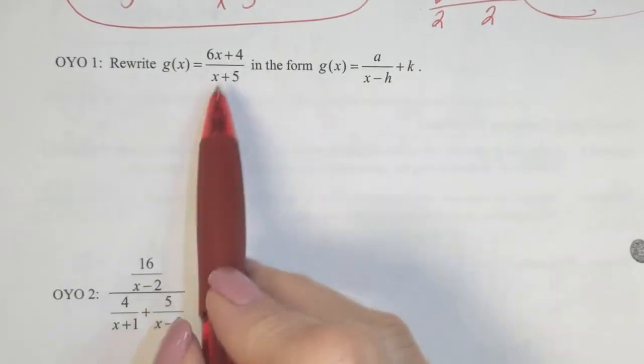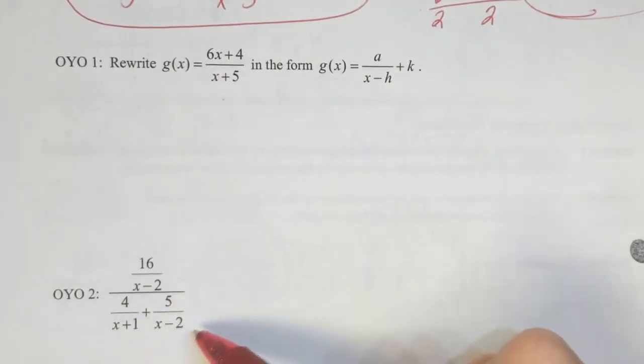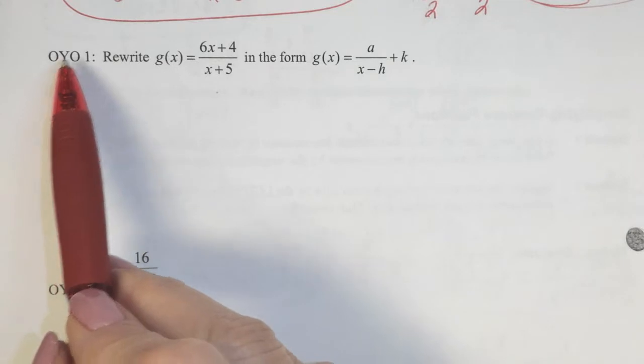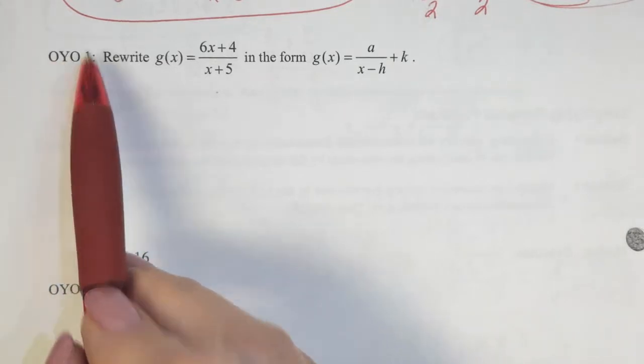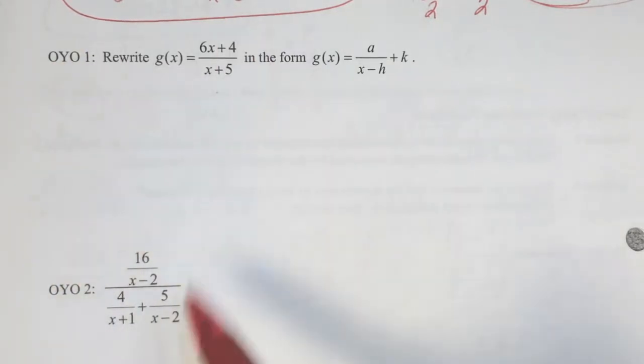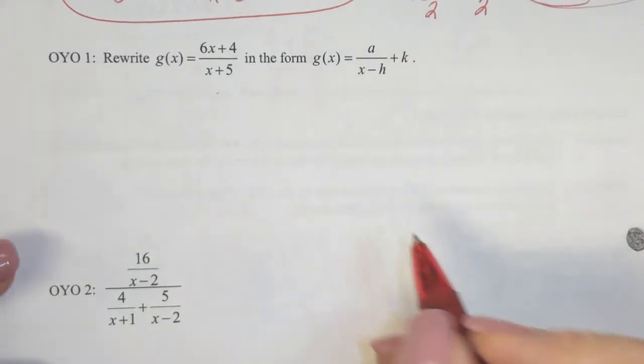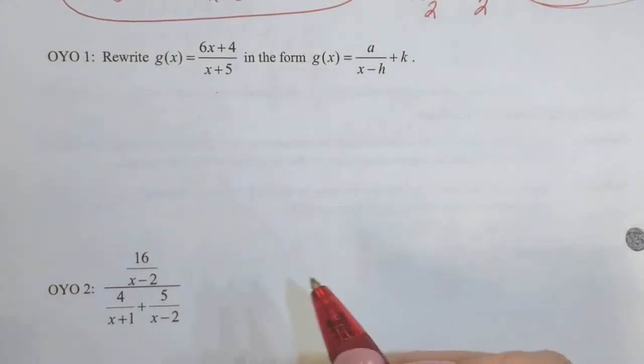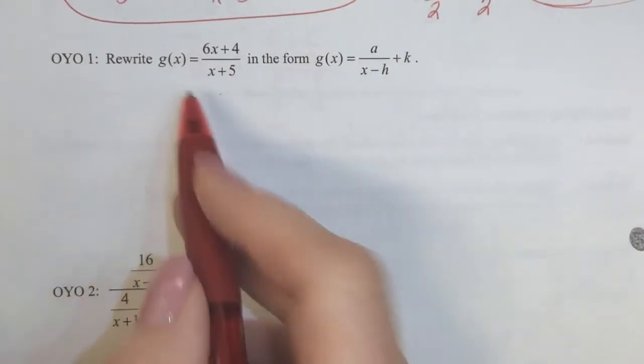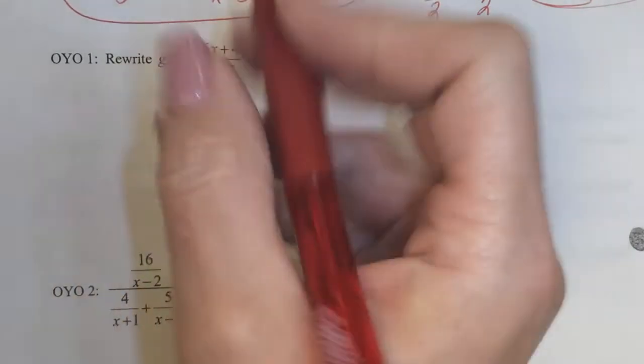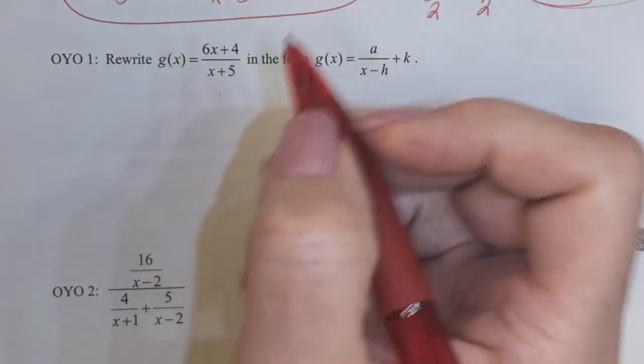Okay, I want you to do these two on your own. I want you to pause the video. Do it on your own. Pause the video right now, try them, and then come back and check your answer. I'm not going to talk you through these. I'm going to do this one 2 different ways just to show you. All right, so go. Stop the video.